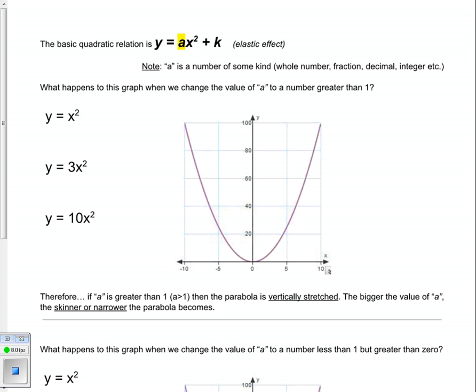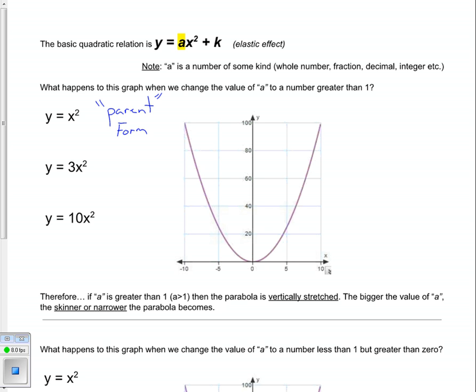And so just very quickly, we want to see what happens to the graph when we change the value of a to a number that is greater than 1, or a number that's bigger than 1. So what we see over here on the right-hand side is we have a graph that represents y is equal to x squared. And x squared represents what we call the parent form of a parabola. Okay? And the parent form of the parabola is the simplest, most unchanged form of a parabola. It hasn't been moved, it has not been stretched, it hasn't been repositioned in any way, shape, or form. It's just simply y is equal to x squared. And y is equal to x squared is the most basic parabola that you can have.